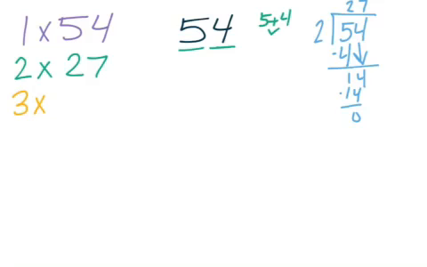And 5 plus 4 gives me 9. Is 9 divisible by 3? Yes, it is. So my number is going to be divisible by 3. Now I have to figure out, well, 3 times what gives me 54? Because 3 is going to be a factor. So again, I have to divide.